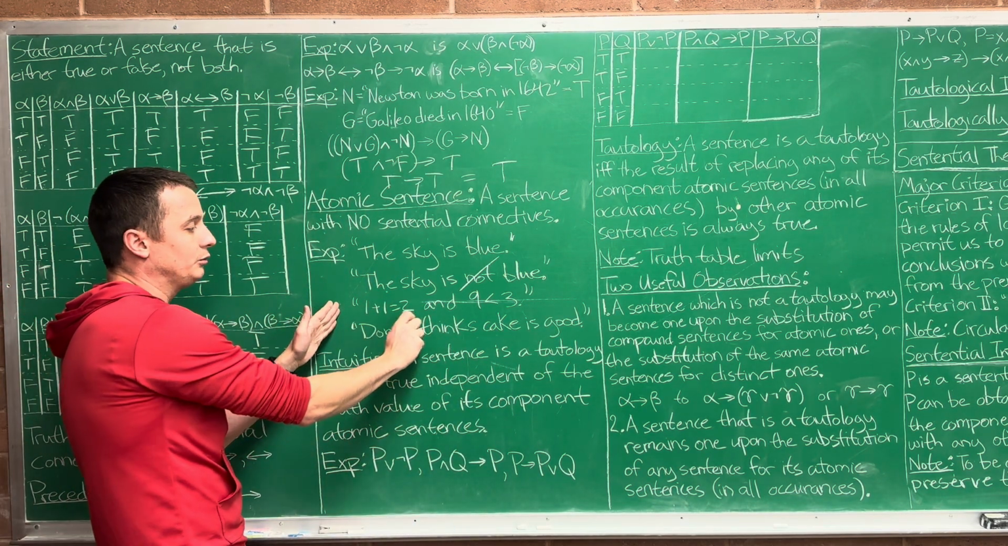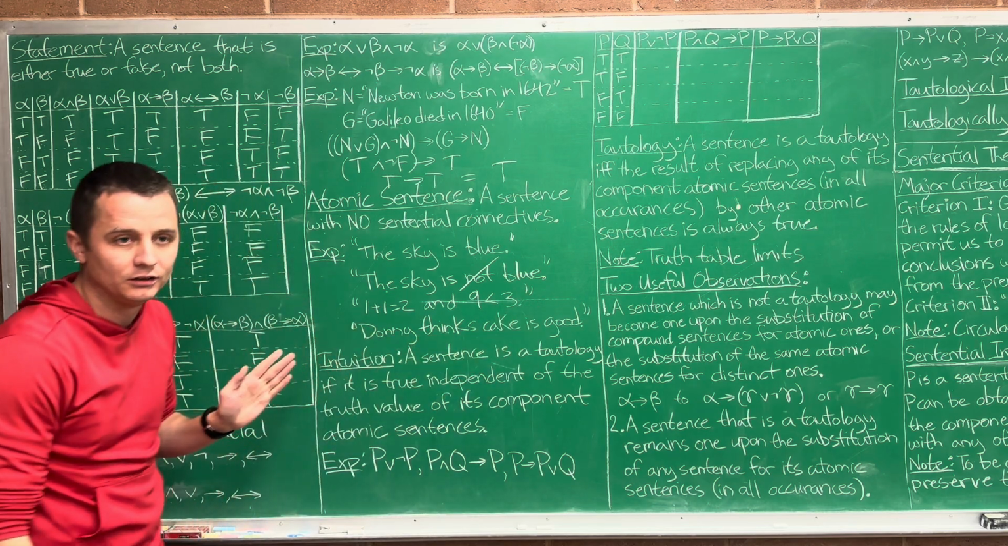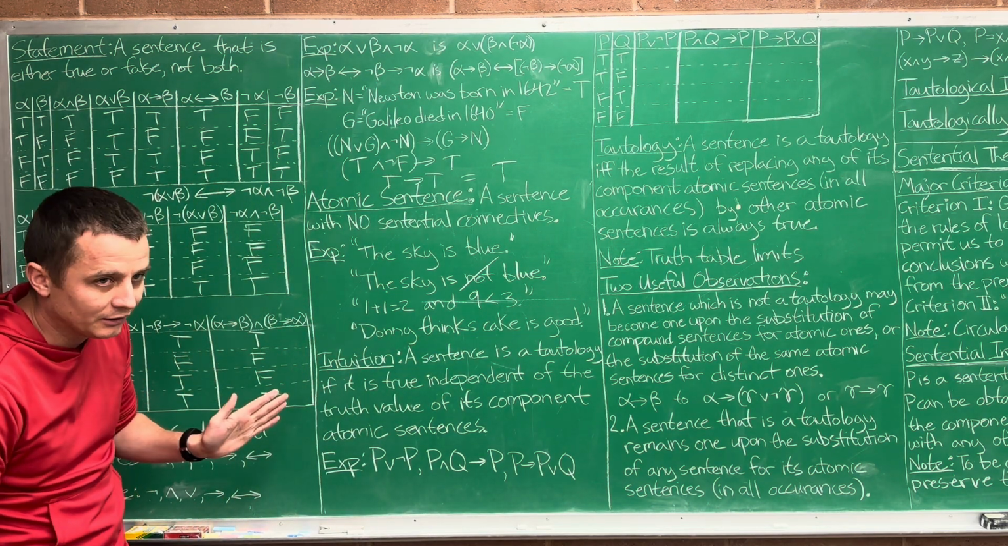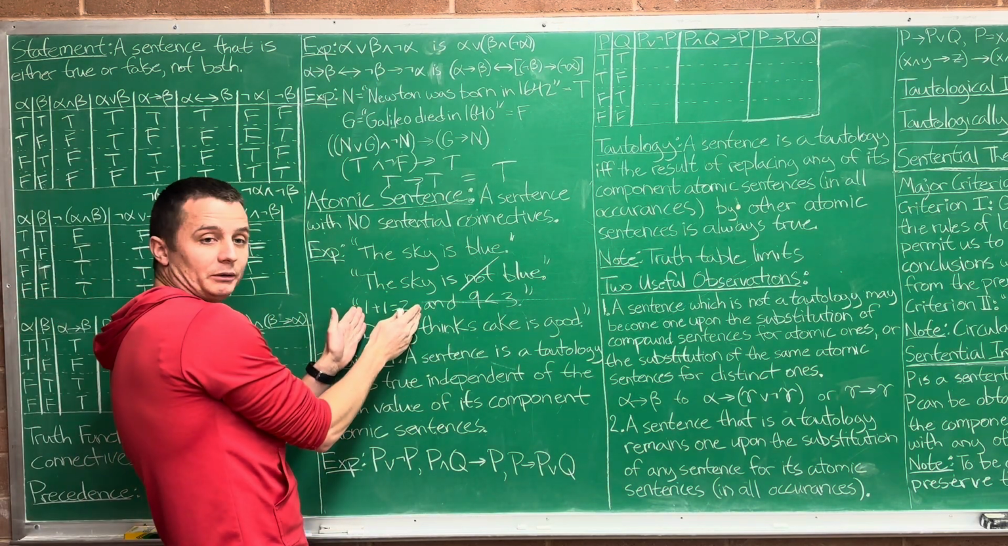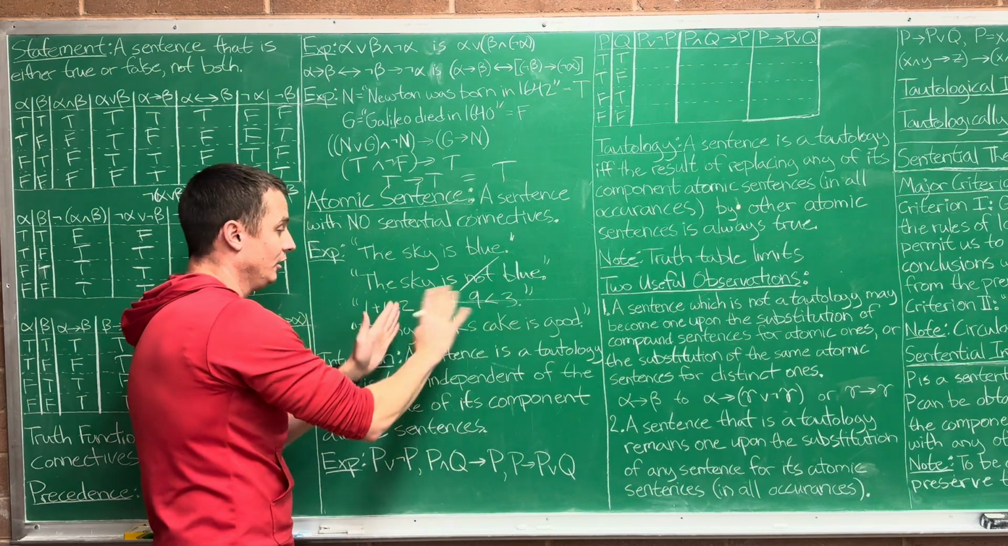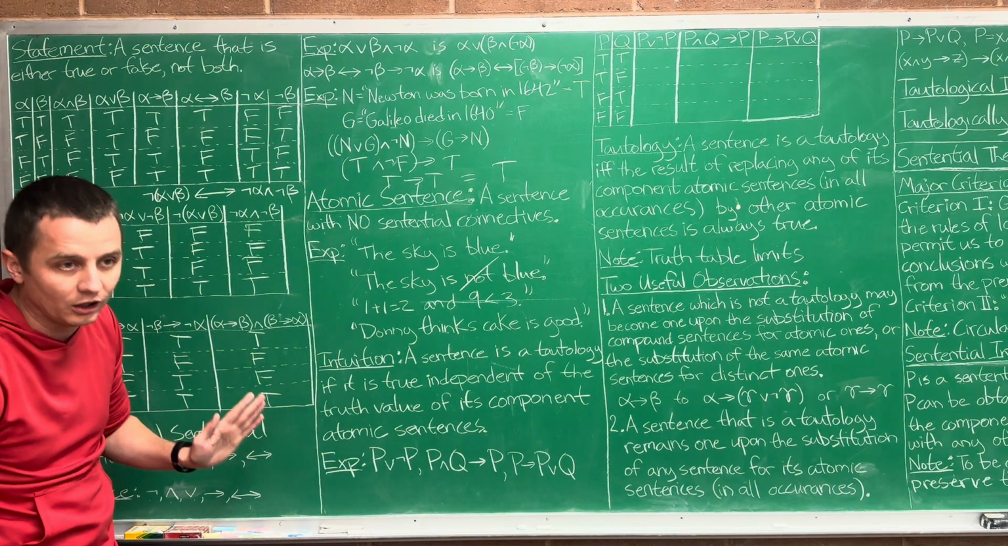Here's another one. 1 plus 1 equals 2, and 9 is less than 3. Atomic sentence? No. This is an atomic sentence, and this is an atomic sentence, but adding them together is definitely not an atomic sentence.